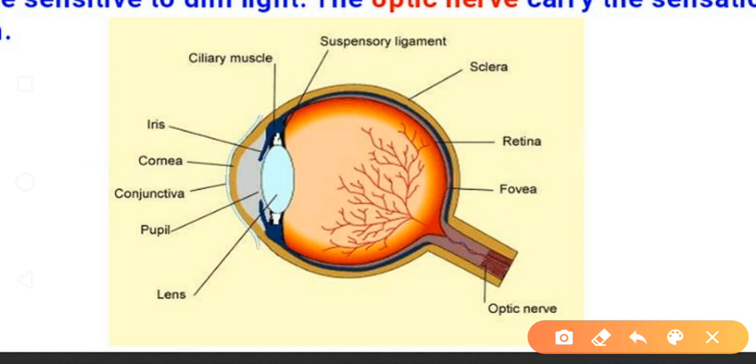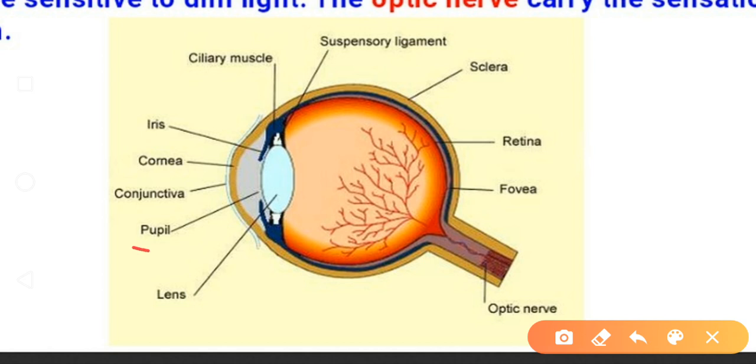Next part is the iris. You can see here is the iris. This part is the iris, a dark muscular tissue and ring-like structure behind the cornea, and the color of the iris indicates the color of the eye. If the iris color is black, then the eye seems to be black. If the iris is blue, then the eye seems to be blue. It depends upon the color of the iris what the color of the eye is.